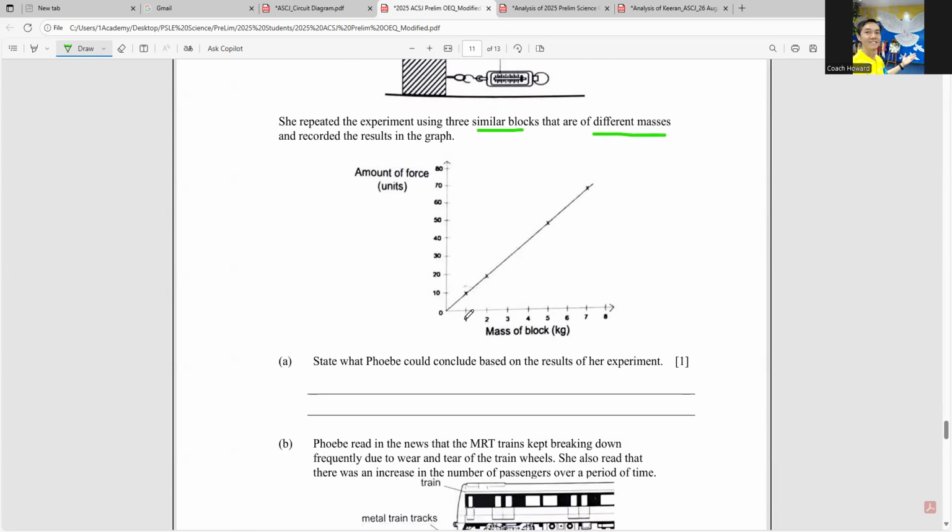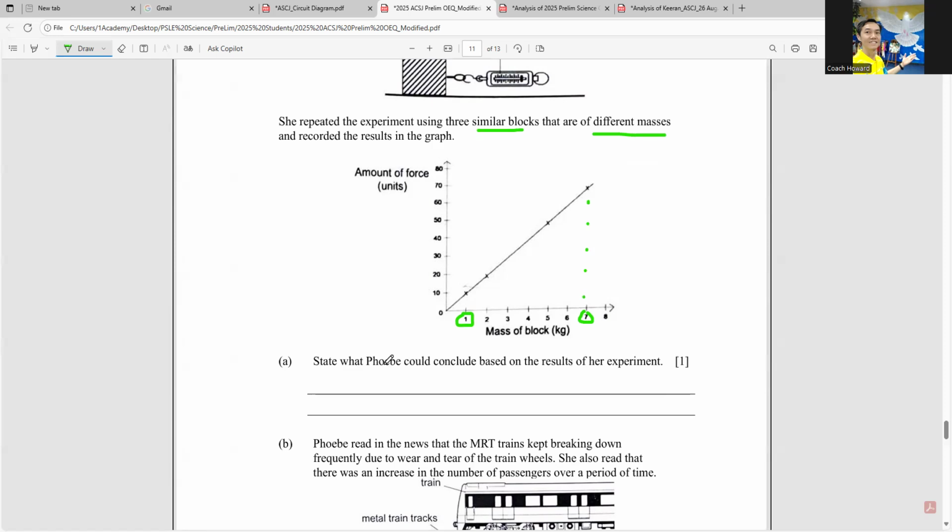You can see it starts from 1 kilo up to a maximum of 7, because the last reading, if you dot down, is 7 kilogram. This is a straight line, which means it is a direct relationship. As the mass of the block increases, the amount of force needed to pull it also increases.